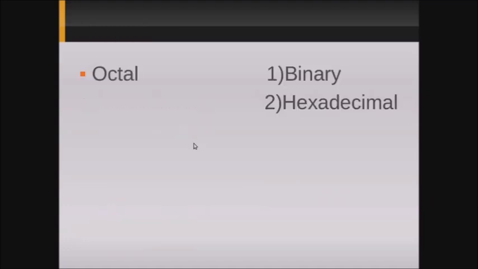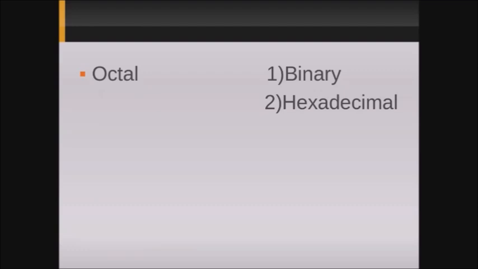Now we'll see the third form of conversion, that is from octal to binary or octal to hexadecimal. Just now we have seen binary to octal and binary to hexadecimal. Now we would be seeing octal to binary or else octal to hexadecimal. So initially we'll go with octal to binary.